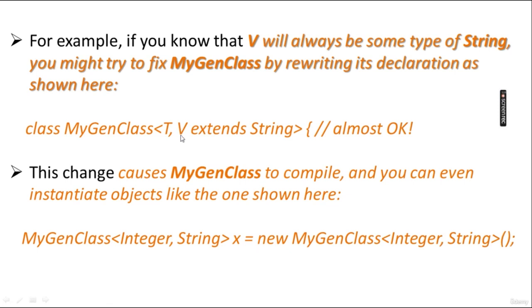Almost okay. Okay, what is this V type? It will always have the upper bound String, and T can be anything. So this line is okay. It will not create ambiguity. This change causes MyGeneric to compile, and you can even instantiate an object like the one shown here: MyGeneric<Integer, String> x = new MyGeneric<Integer, String>. So you can instantiate this class as in this example.